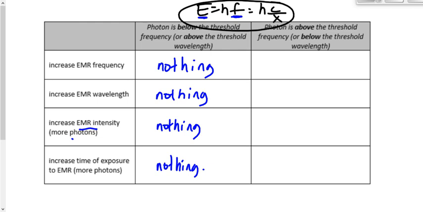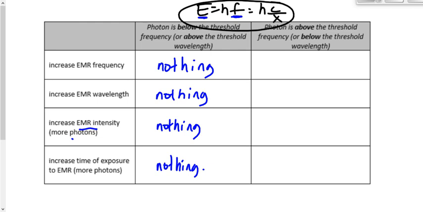Now, what happens if we're above the threshold frequency, or similarly below the threshold wavelength? So the threshold frequency is 4 times 10 to the 14 hertz. We've got 6 times 10 to the 14 hertz.